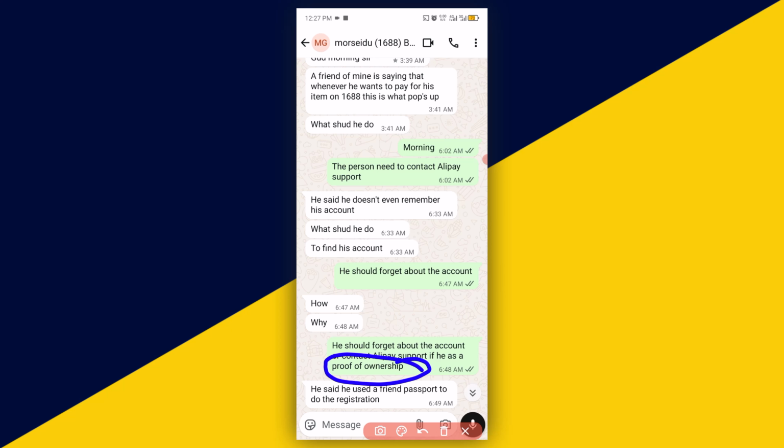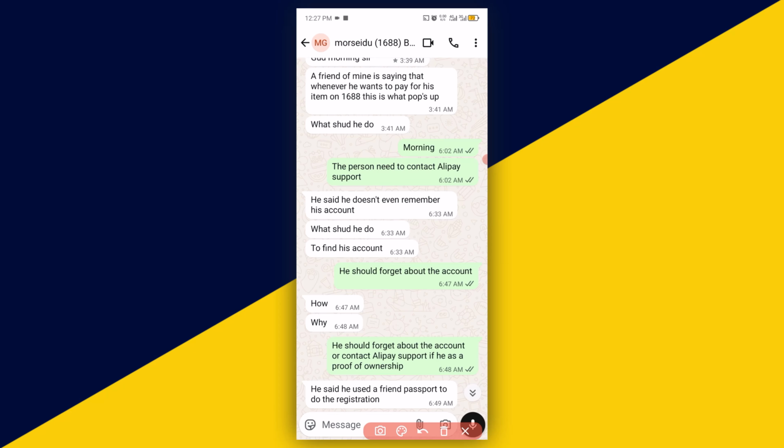Proof of ownership is one of the important factors you need to take into consideration in Alipay. Anybody can have an issue with an Alipay account. Once you have an issue with an Alipay account, if you do not have proof of ownership, you may not be able to solve the problem. And what is the proof of ownership? Proof of ownership simply means the identity that you use to verify the account.